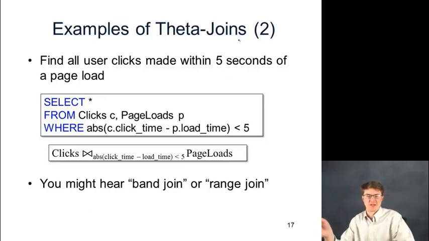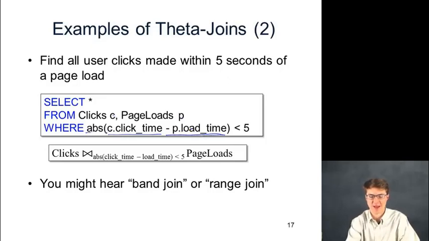And this is much like the distance argument before, but now we can think about it in terms of time, which is just one-dimensional. The one-dimensional case is easier to define. So we say find the click time minus the load time of the page, so c.click and p.load, and take that absolute value and see where that's less than 5.